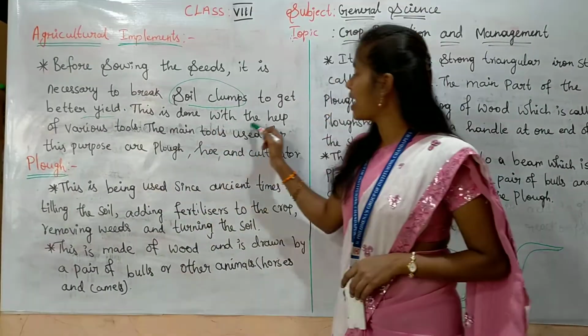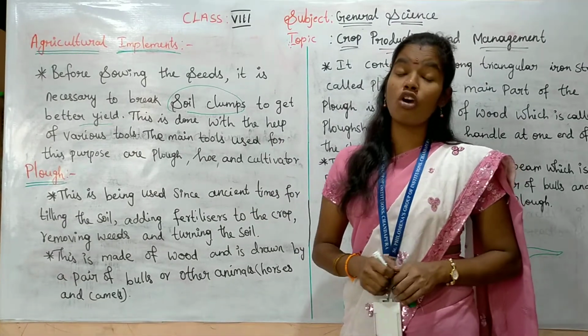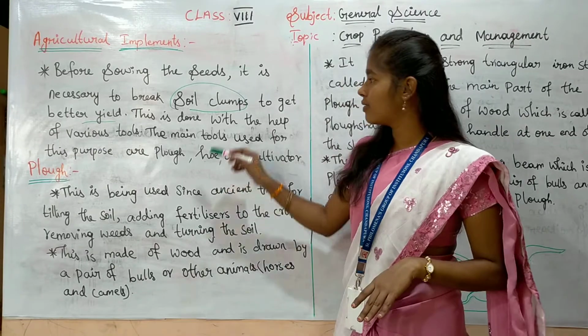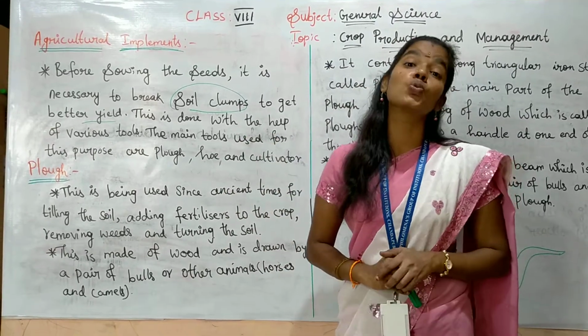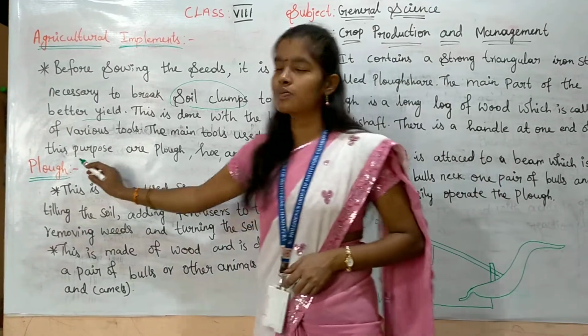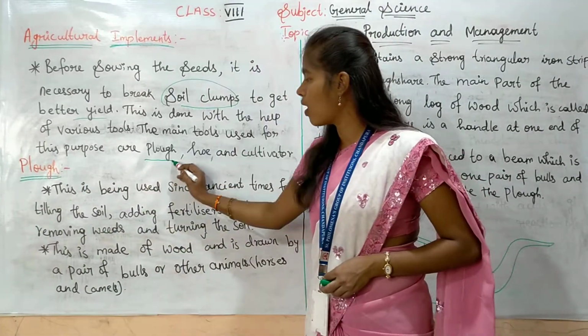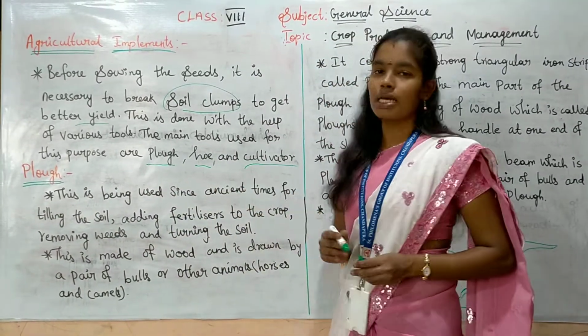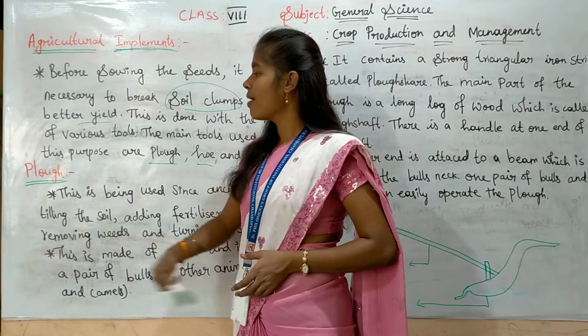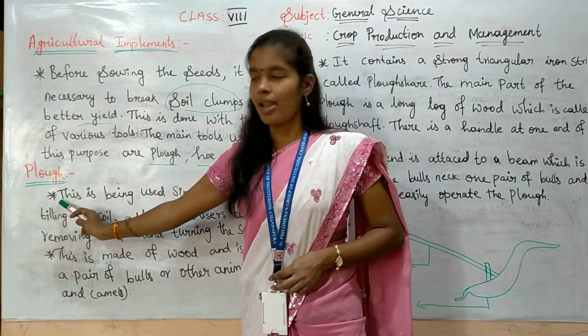Okay, this is done with the help of various tools. How are we able to break the soil clumps? By the help of various tools. What are those tools? The main tools used for this purpose are plow, hoe and cultivator. In that, first we'll discuss the plow.